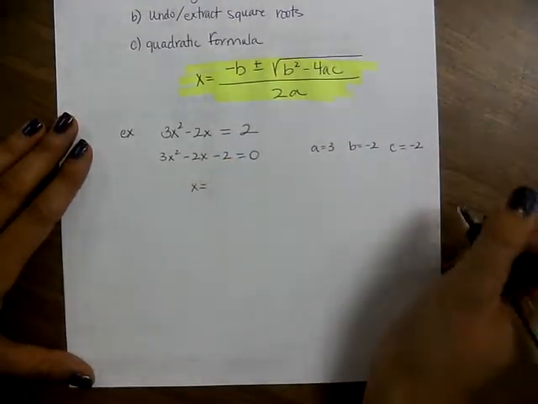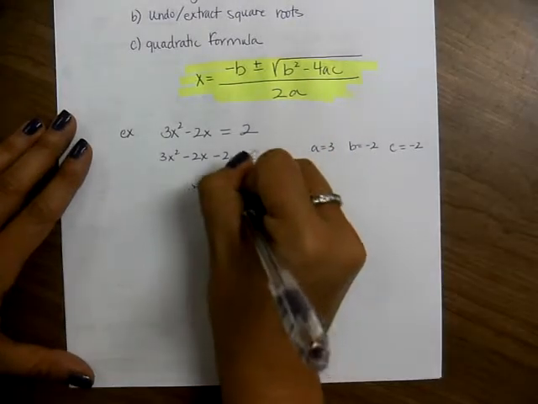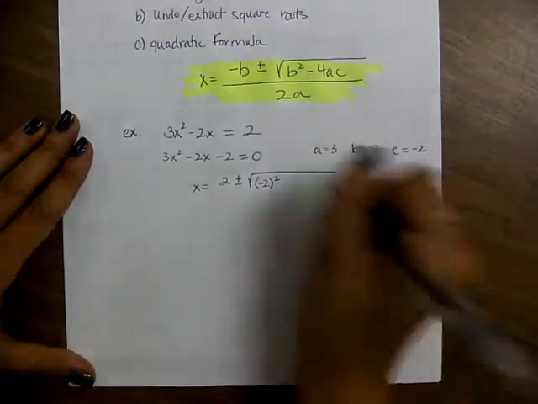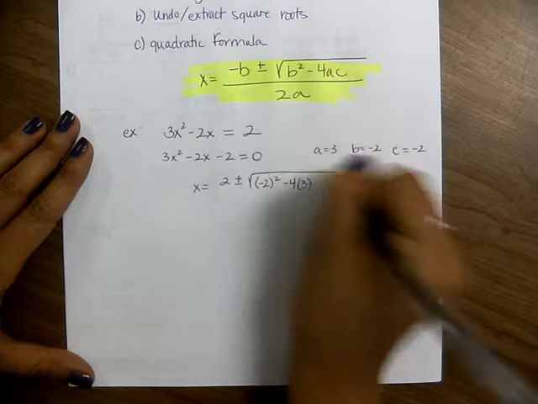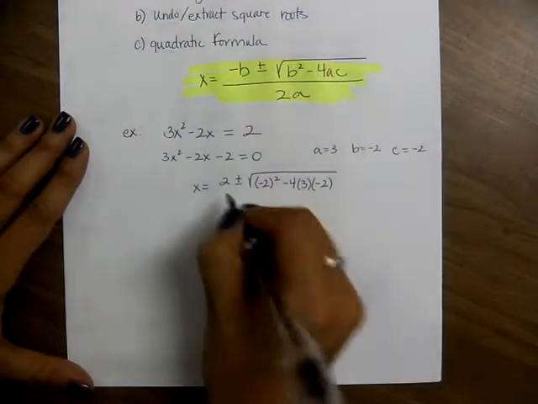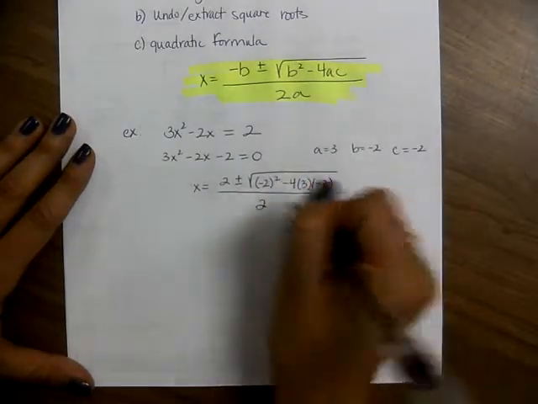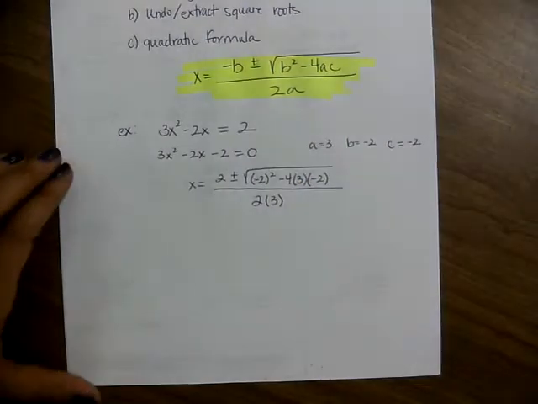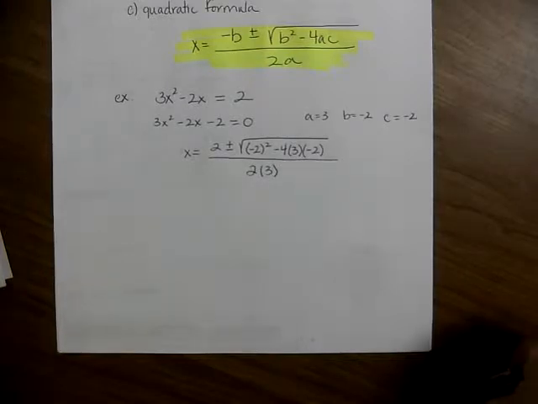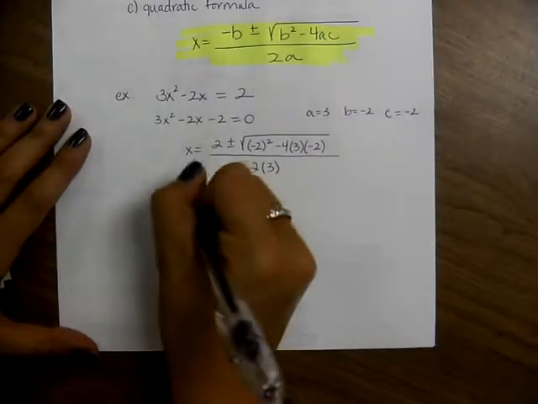So x equals negative b. So that's going to give us a positive 2 there when we plug it in. Plus or minus the square root of b squared. So negative 2 squared minus 4 times a, which is 3, times c, which is negative 2. Now, a common mistake students make is they don't divide the entire expression in the numerator by 2 times a. So just make sure you draw that nice big fraction bar. Okay, and keep in mind that the entire piece is over 2a.